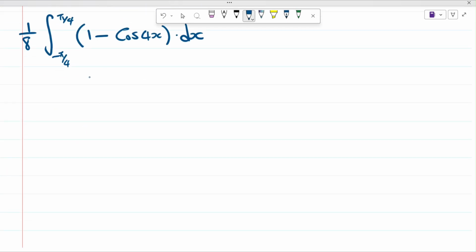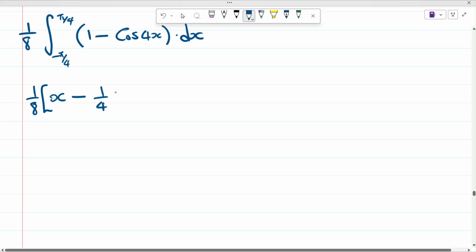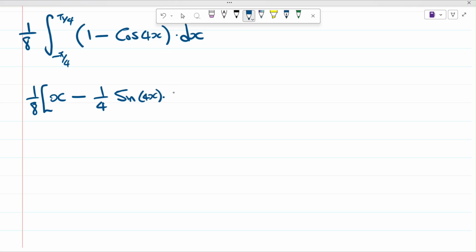So now we should integrate this. The integral of 1 is just x, and this 1 over 8 is going to multiply everything. So this is going to be 1 over 8 multiplied by x, because we're integrating with respect to x, minus 1 over 4 sine of 4x, and then we close the bracket, with the limits being pi over 4 and negative pi over 4.